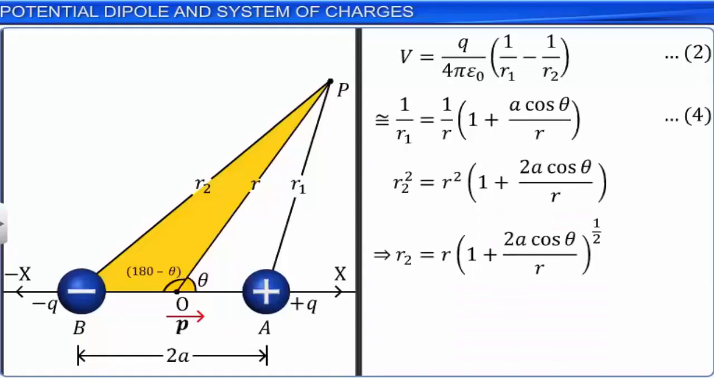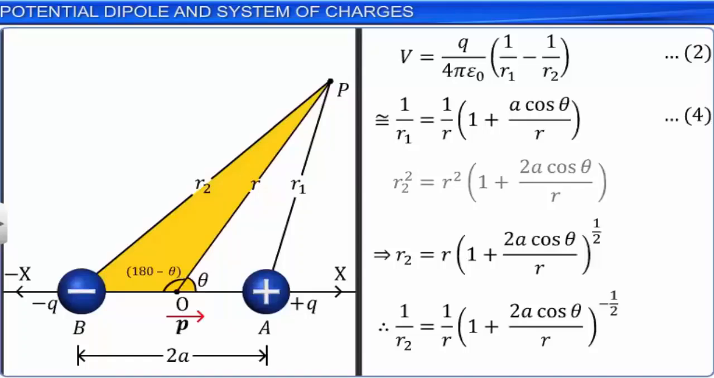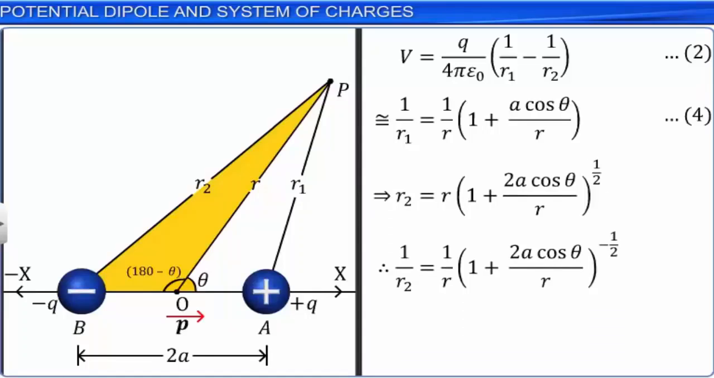Thus, 1 by r2 will be equal to 1 by r into 1 plus 2a cos theta by r, power minus half. Using binomial expansion of the terms in parentheses, we get 1 by r2 is equal to 1 by r into 1 minus a cos theta by r. Let this be equation 6.